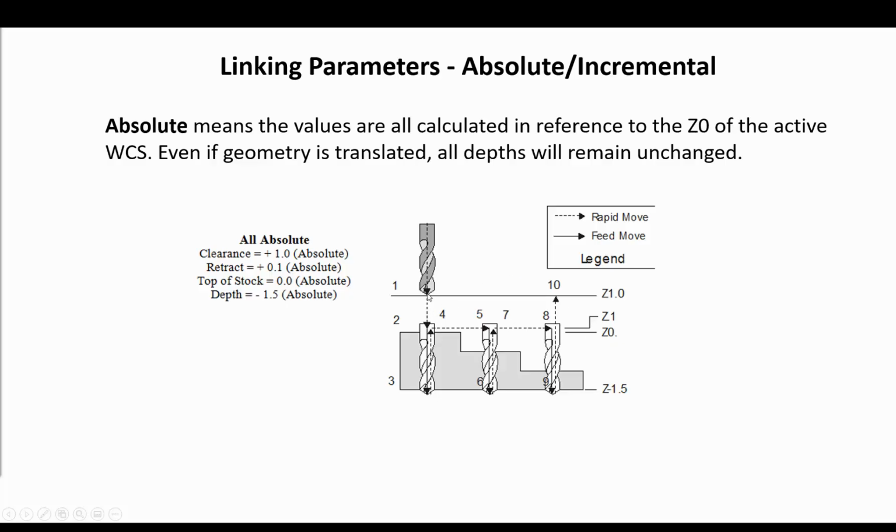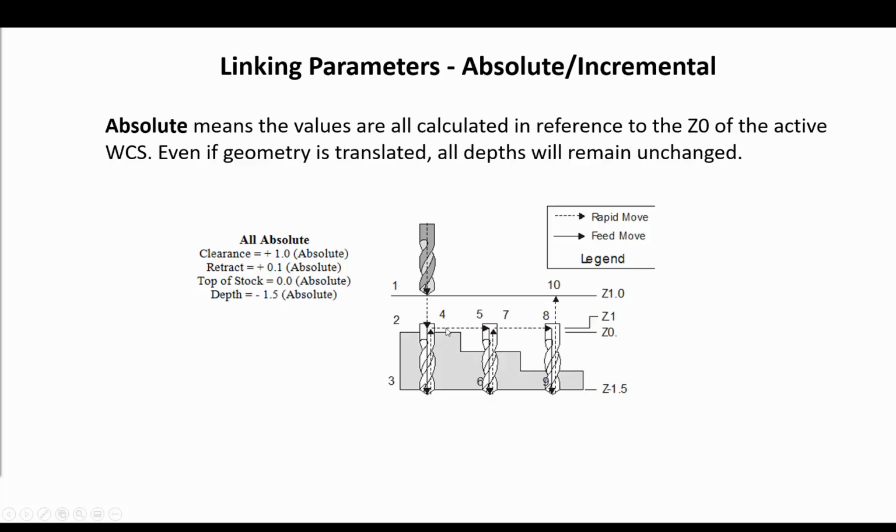As you can see, clearance is set to absolute, so at the beginning it will rapid up to the clearance, then it will rapid down to the retract value. Because this is a drilling operation, we don't have the feed plane, but from the retract in a drilling operation, the tool will start with feed rate, and it feeds up to the final depth, which in our case is set to minus 1.5.